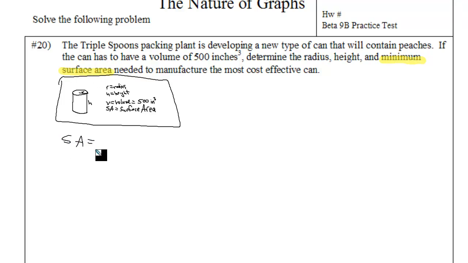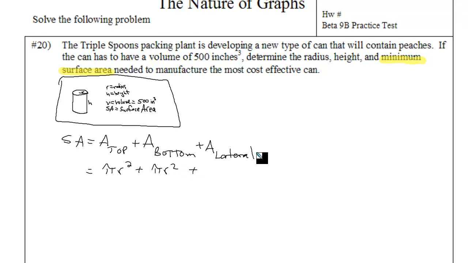Surface area is the area of each surface added together. The top surface, area of the top. The bottom surface, area of the bottom. Area of the lateral surface. Lateral means side, so this is the side. The top and the bottom are circles. To find the area of a circle, it's pi times r squared. The top and the bottom of a cylinder are the same size circle.